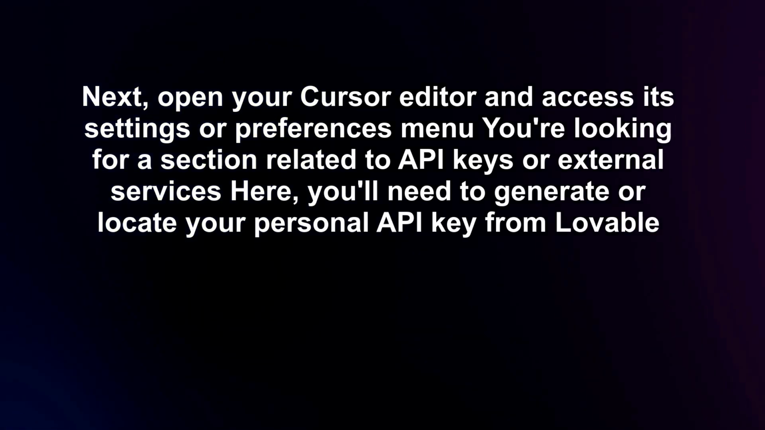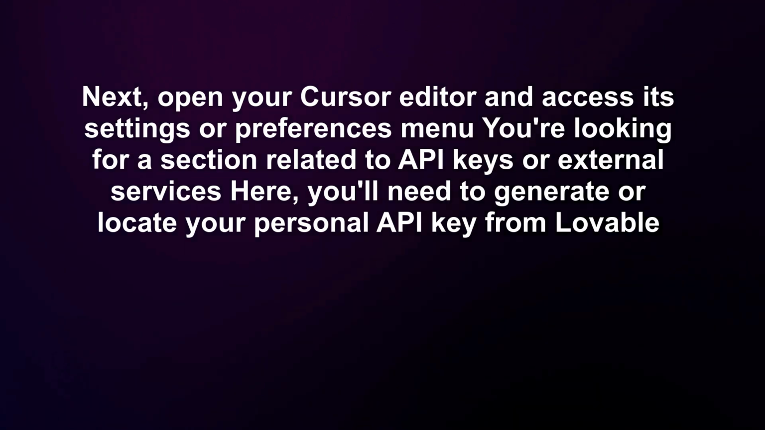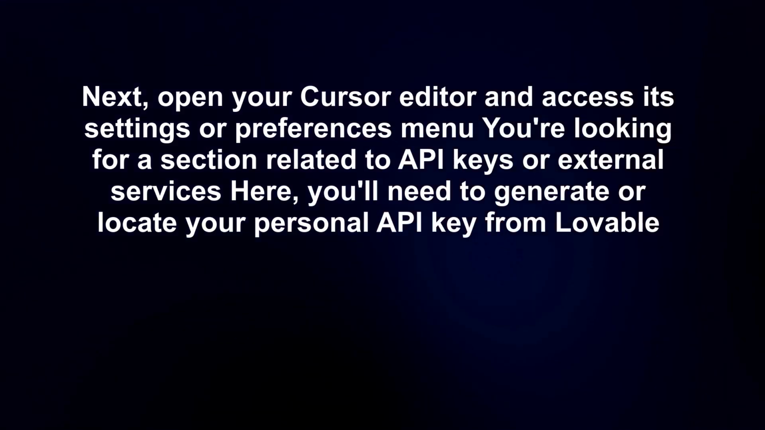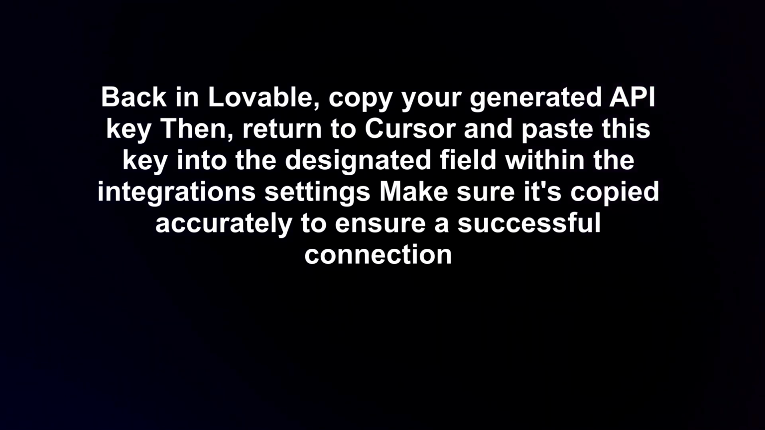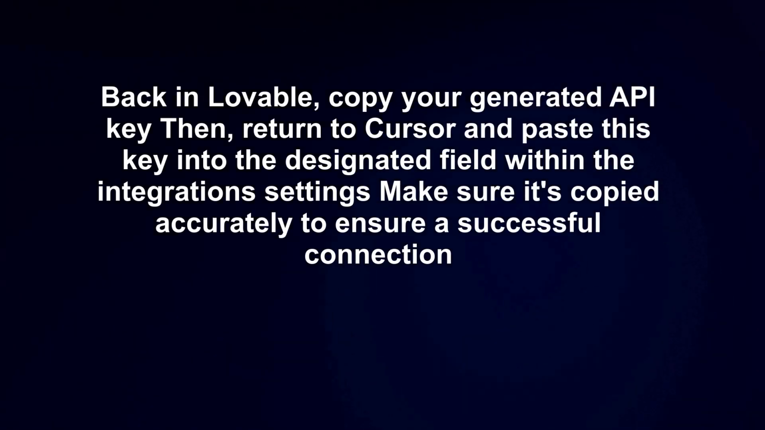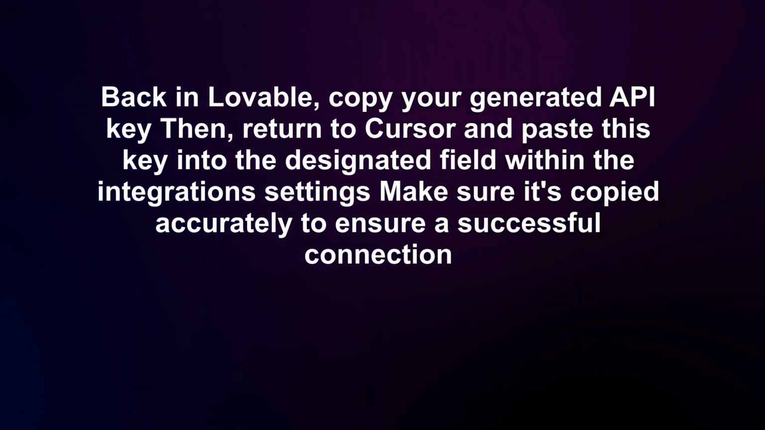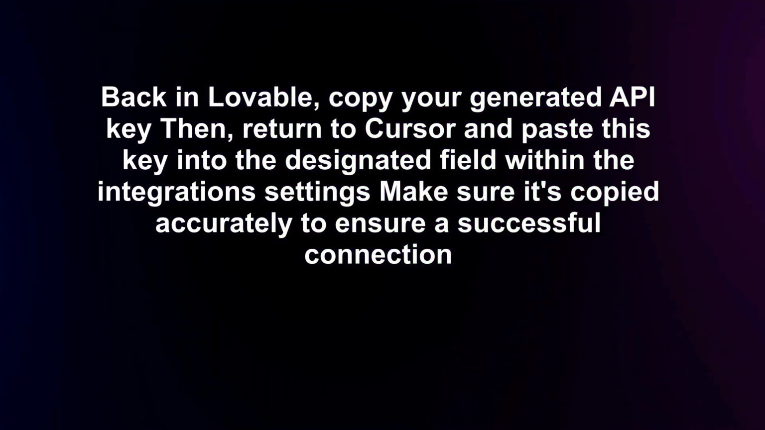Next, open your cursor editor and access its Settings or Preferences menu. You're looking for a section related to API keys or external services here. You'll need to generate or locate your personal API key from Lovable. Back in Lovable, copy your generated API key, then return to cursor and paste this key into the designated field within the integration settings. Make sure it's copied accurately to ensure a successful connection.